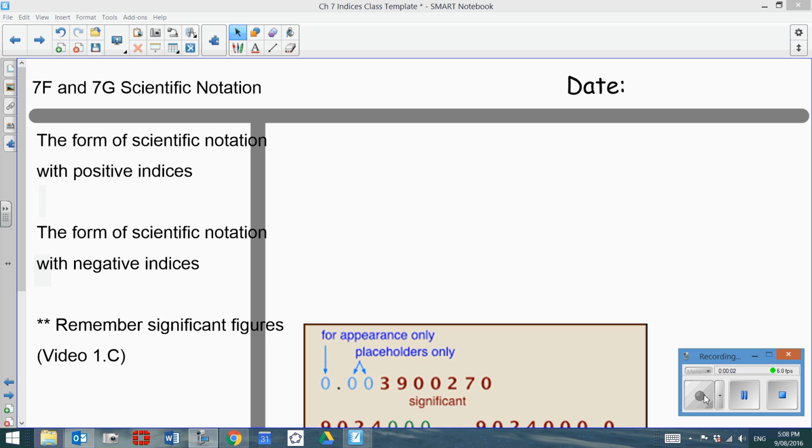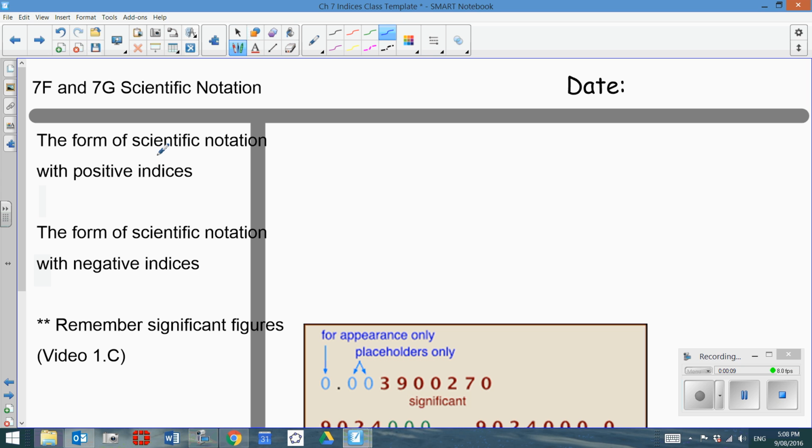All right, year 9, F and G bring us to the end of our chapter 7. F and G introduces, or revises really, what scientific notation is. And then it also brings in your significant figures, which you first looked at in video 1C at the beginning of the year. So if you'd like to look a little bit more at significant figures, go back to 1C, which all the videos are on YouTube.